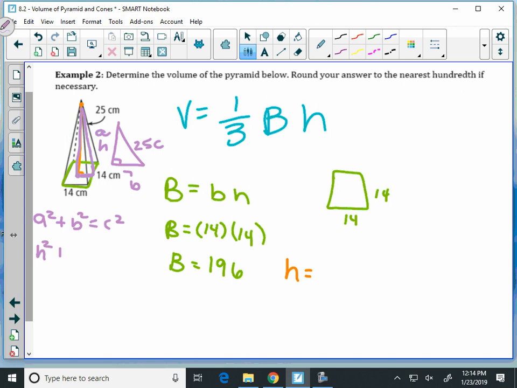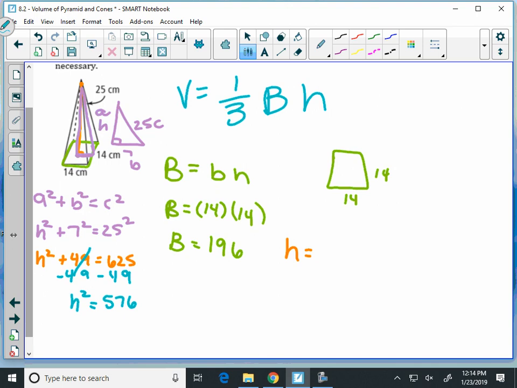So we get h squared plus 7 squared equals 25 squared. 7 squared is 49. What's 25 squared? What do we have to do with the 49? Okay. So we get h squared equals, what's 625 minus 49? 576. What do we have to do to both sides? Square root. And then when we do that, what does our h equal?